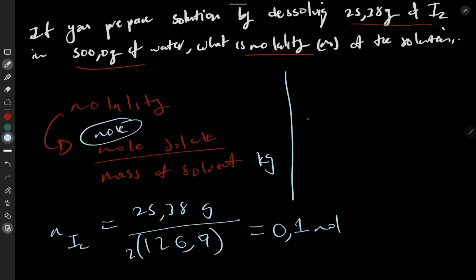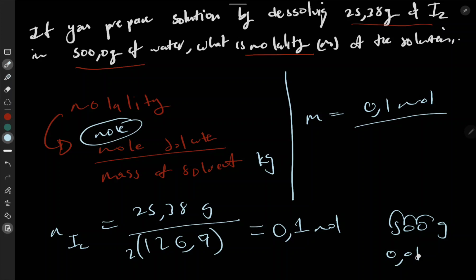So this formula says molality, it's a small m, is equal to the number of moles of the solute, which we just got to be 0.1 moles, all over the mass of the solvent. We're given somewhere here the mass of water, and it should be in kg, right? So we're given 500 grams, and then you need to move the comma 3 times, 1 2 3, then we get 0.5 kg.